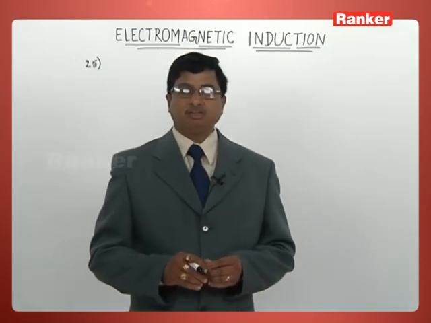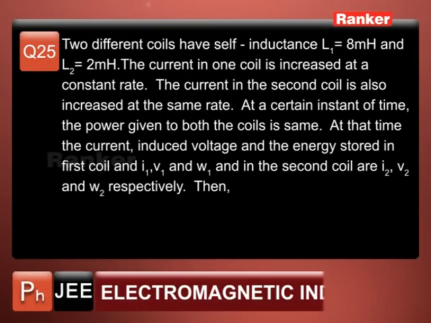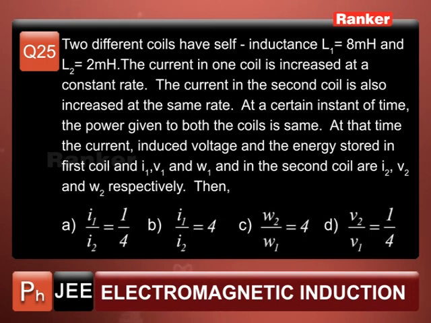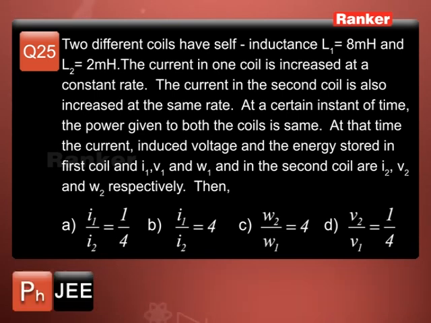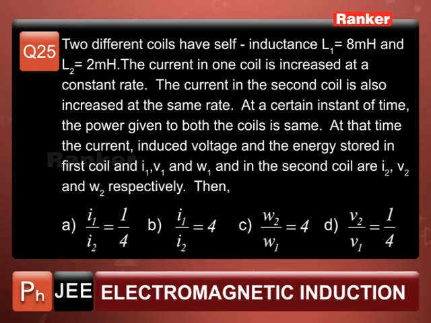Let us check the next number, that is problem number 25. Two different coils have self-inductance L1 as 8 millihenry and L2 as 2 millihenry. The current in one coil is increased at constant rate. The current in the second coil is also increased at the same rate. That means rate of change of current, that is di by dt, is same in both the coils. That's what he is giving us in that wording.